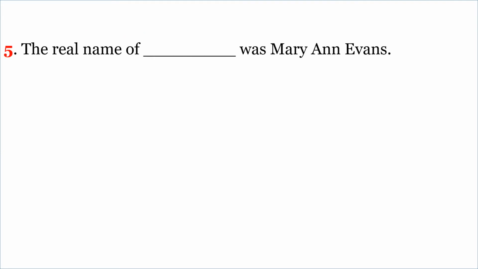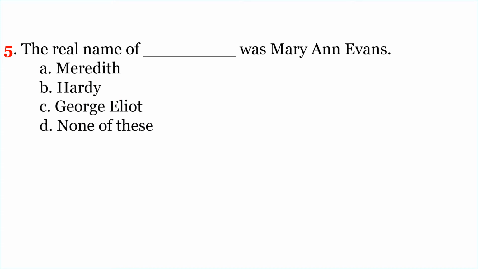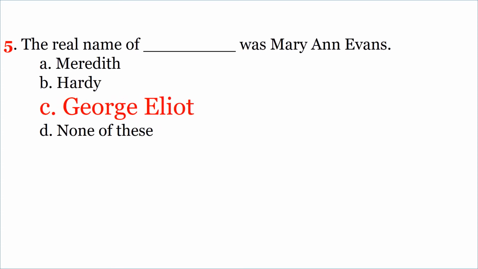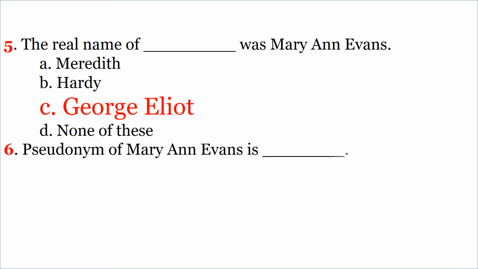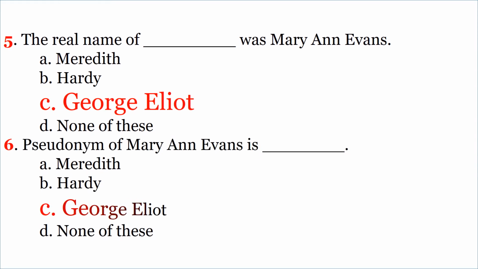Another very important question. The real name of dash was Mary Ann Evans. The correct option is C. George Eliot. Another very important question. Pseudonym of Mary Ann Evans is. The correct option is C. George Eliot.